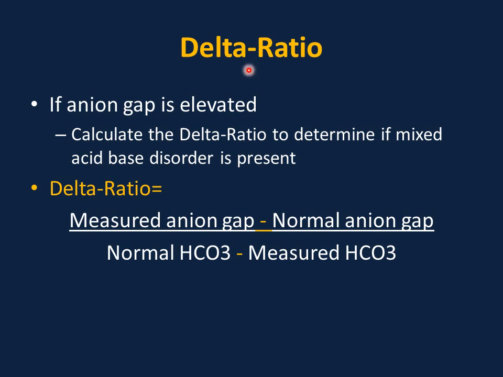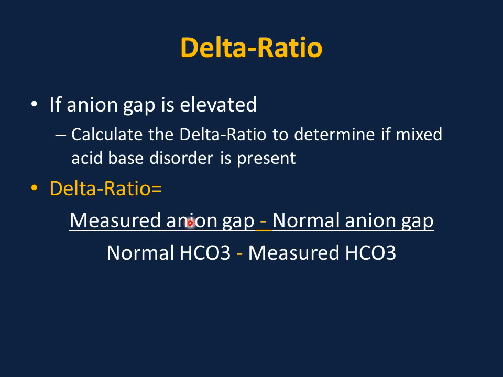When do we need to calculate the delta ratio? If the anion gap is elevated. So in cases of elevated anion gap, you need to calculate the delta ratio. Why? To determine if a mixed acid-base disorder is present, for example, metabolic acidosis with concurrent metabolic alkalosis, or to find out if the cause is lactic acidosis. So calculating the delta ratio will be very helpful in these cases.